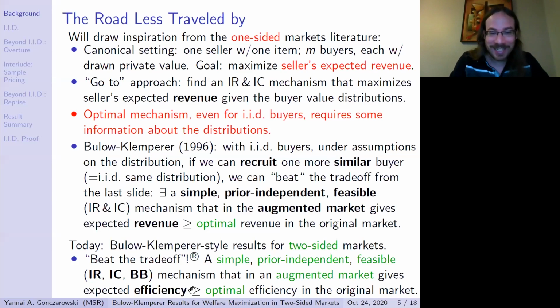Sorry. That's at least as high as the optimal efficiency in the original market.